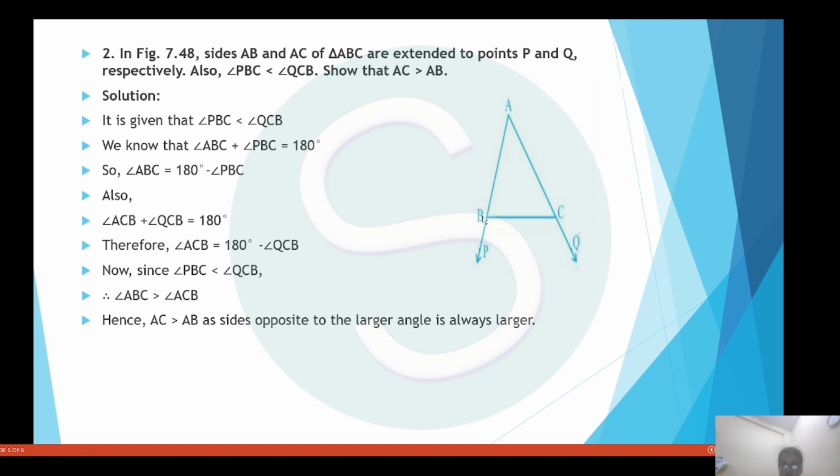Similarly, angle ACB plus angle QCB equals 180 degrees again by linear pair axiom. So we can write angle ACB equals 180 degrees minus angle QCB. Okay, we are given that PBC is less than QCB. So if we equate these two equations, we will find that angle ABC is greater than angle ACB. So students, let me explain this through an example.